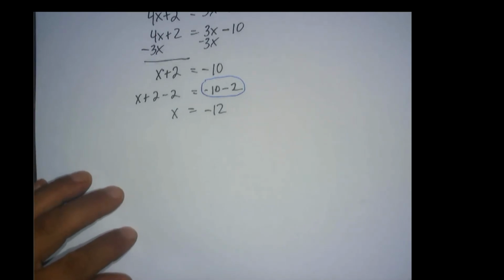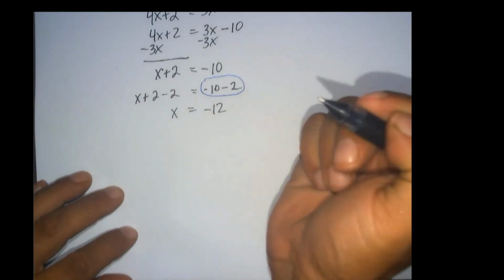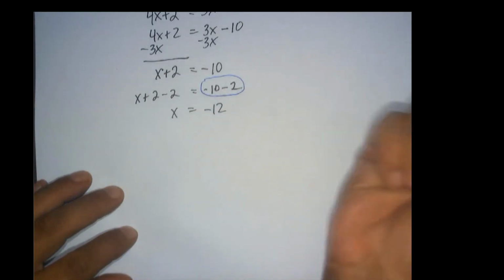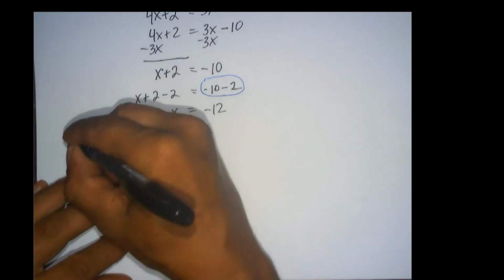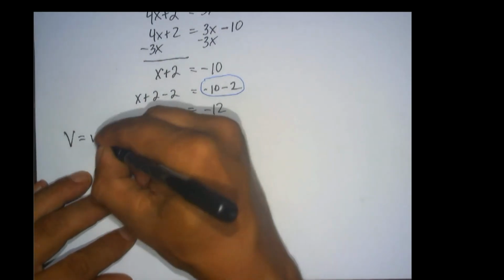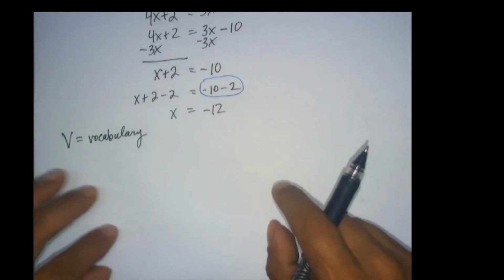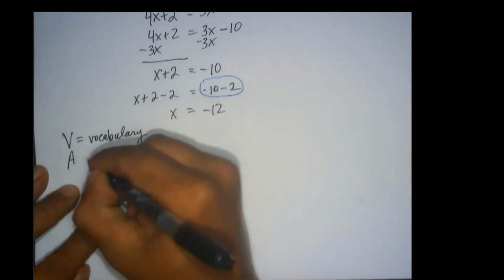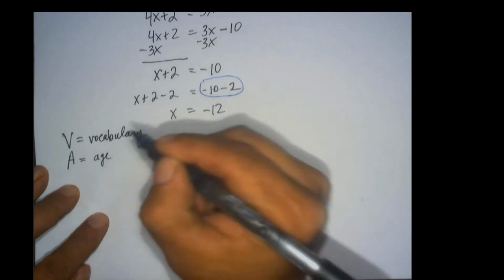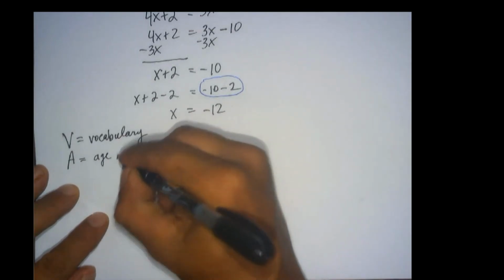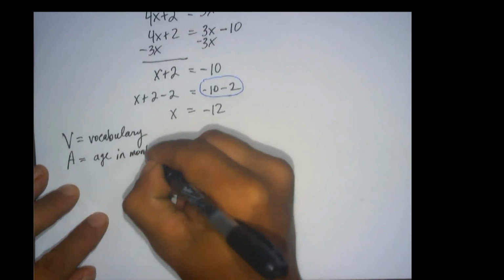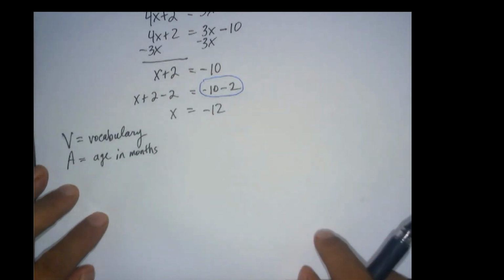There's a relationship between the number of words in a child's vocabulary and their age. What does that mean? That means there's an equation. The child's vocabulary is V. The child's age, which is A, in months. For ages 15 to 50 months.